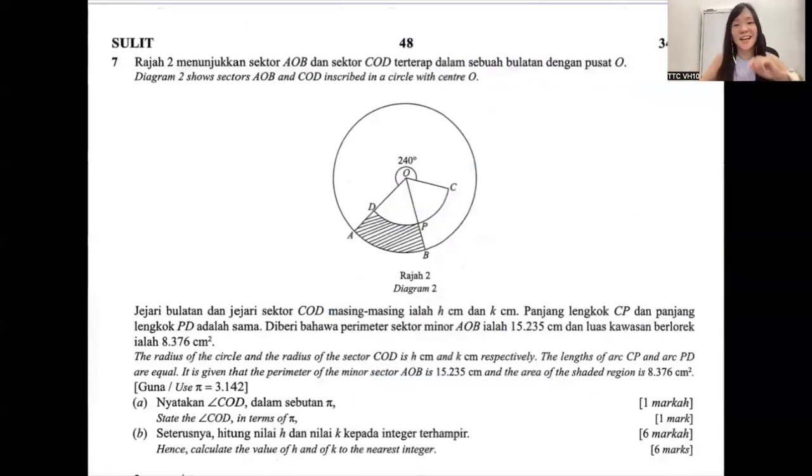Question 7. I don't know what you feel. I look at it, I straight away know. It's my favorite chapter. Form 5, chapter 1, circular measure. In that chapter, students are quite good on their basics. I hope yours is so good, okay?